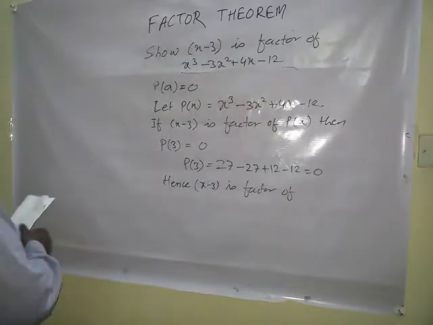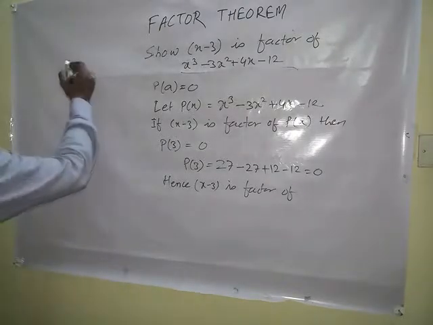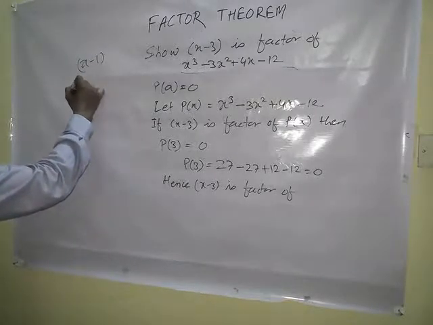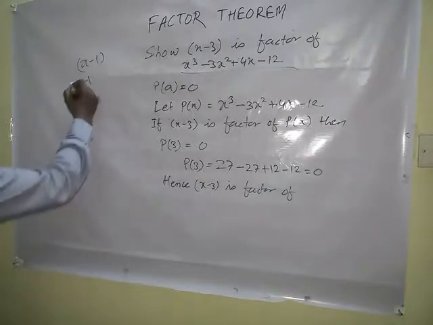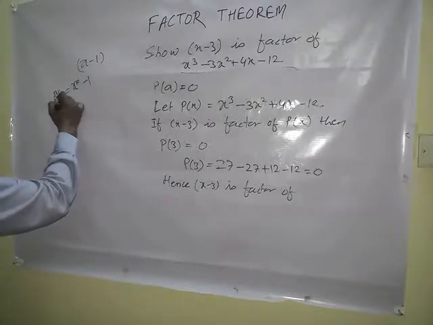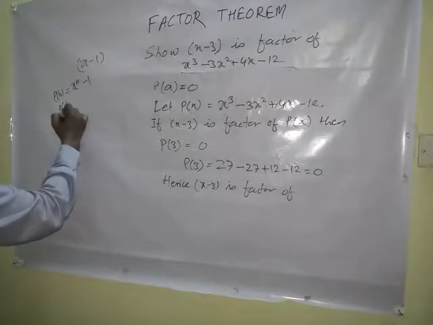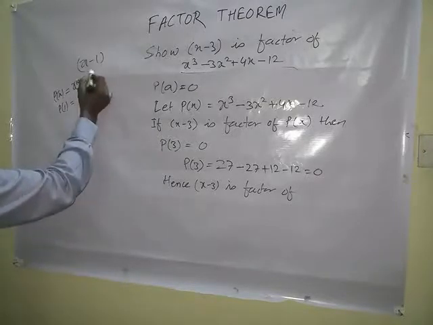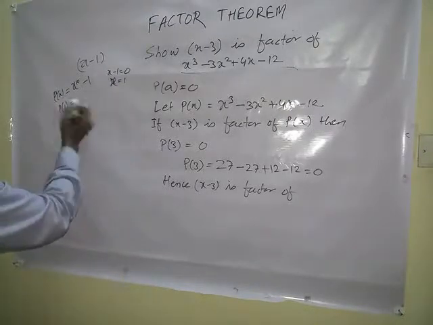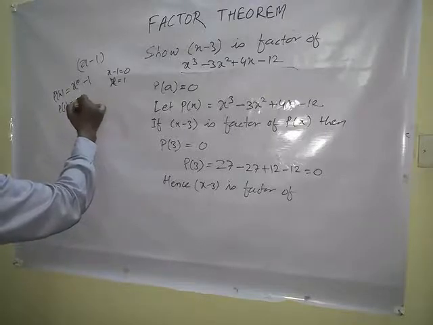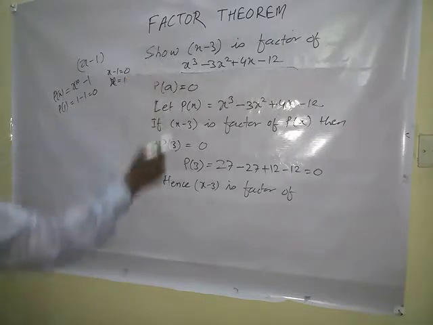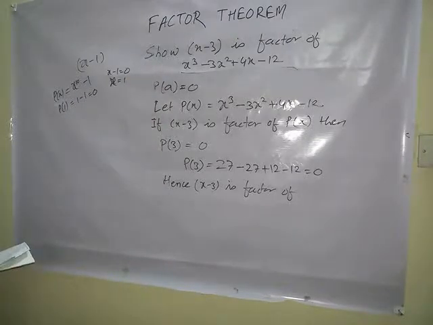Similarly, other problems can come, like I'll write here. Show that x minus 1 is a factor of x raised to power 10 minus 1. Solve in a similar way: let it be P(x). Then find the value of P(1), because x minus 1 is equal to 0, so x is equal to 1. So that is how you will find P(1), and here you will see 1 raised to power 10 minus 1 is equal to 0. But you have to write it in this manner in your exam. Okay.